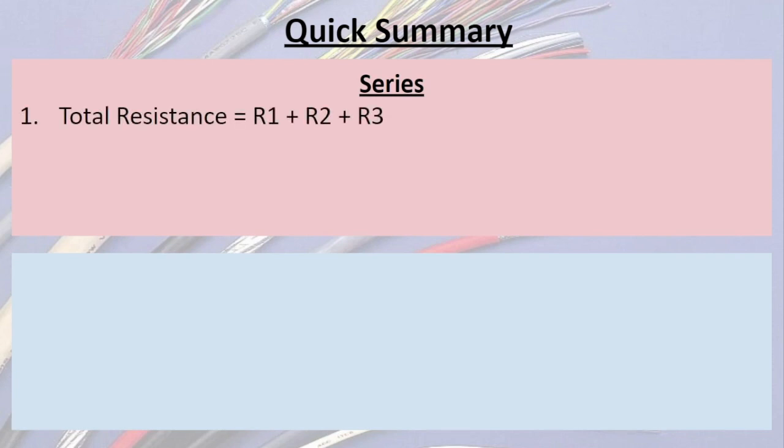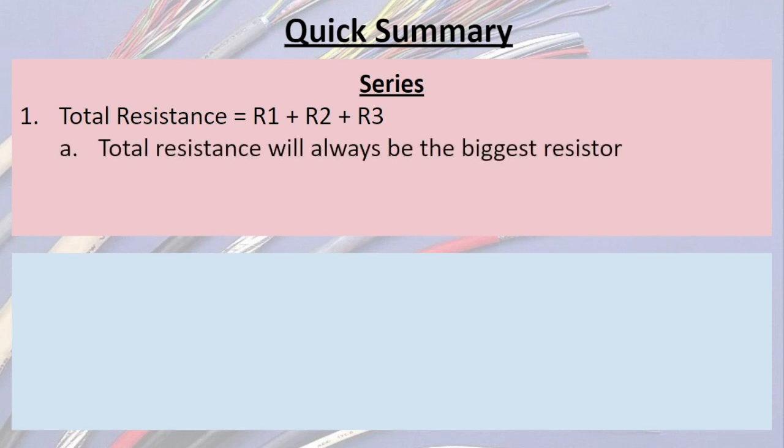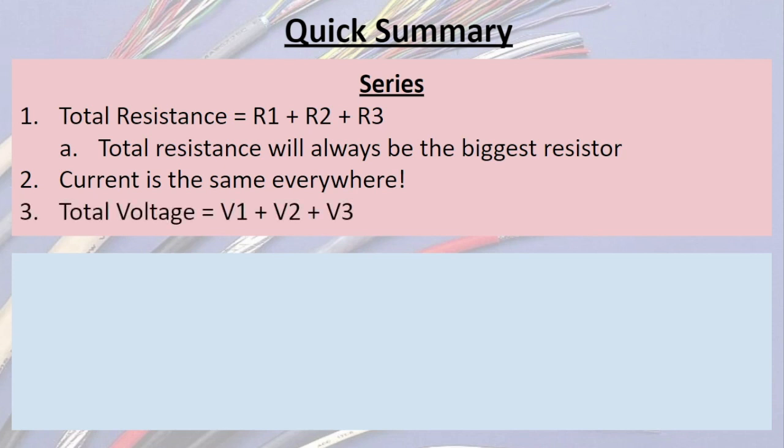All right, let's quickly summarize what we talked about. So in terms of series circuits, important things to know is that the total resistance can be found by just adding up the resistance of all of our resistors. And the total resistance for series will always be bigger than the biggest resistor. Current is going to be the same everywhere in that circuit. And the total voltage is going to equal the voltage of each of those resistors added up. So in other words, the total voltage is the sum of all of the voltages.